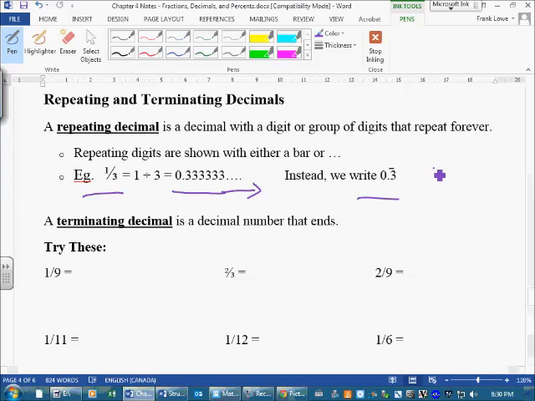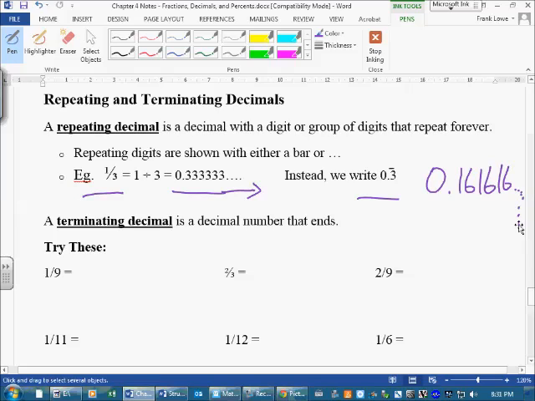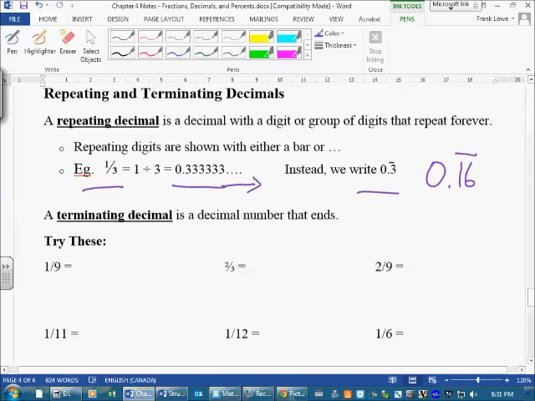Now, sometimes you can get a repeating decimal that's more than 1 digit. Actually, I'll show you in just a sec. 0.161616 and it keeps going. So in that case, you would put the bar over the digits that are repeating, right? So go over the 1 and the 6. Okay, so let's look at some examples here.